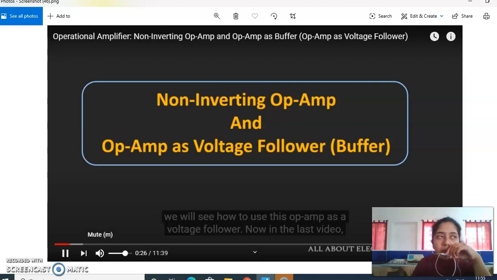Out of the two available inputs for the op-amp, when we apply the input at the inverting terminal of the op-amp, that scenario is referred to as the inverting operational amplifier. But in the case of the non-inverting op-amp, we apply the input at the non-inverting terminal of the op-amp and the other terminal is connected to ground. This configuration is known as the non-inverting operational amplifier, and later we'll see how the op-amp acts as a voltage follower. The other name for voltage follower is buffer.